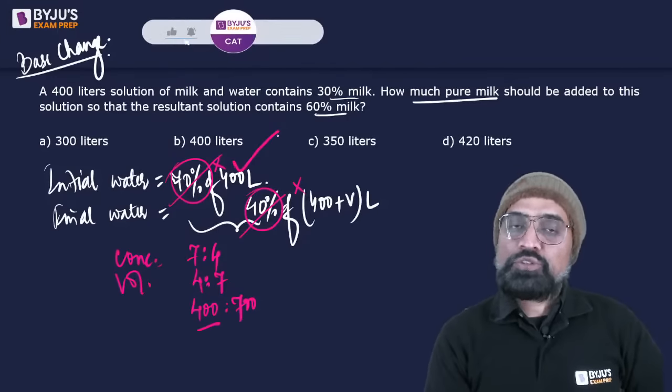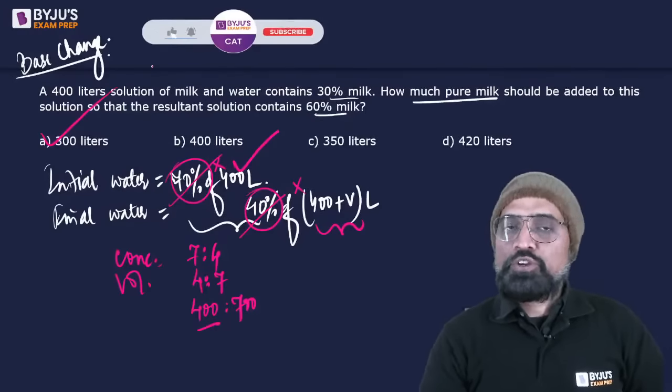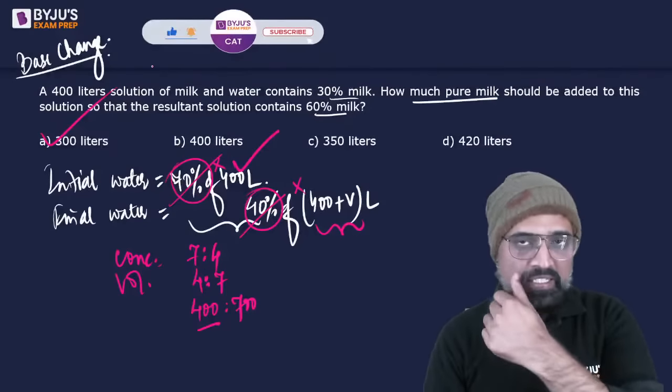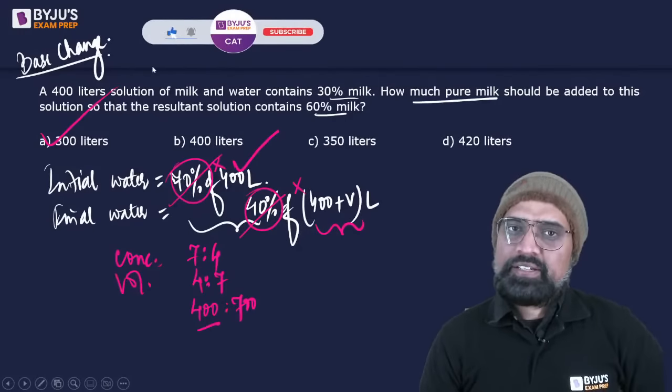400 पे 400 तो दिख रहा. How can we make this as 700? By taking volume of, as in V value, as 300 liters. Right?